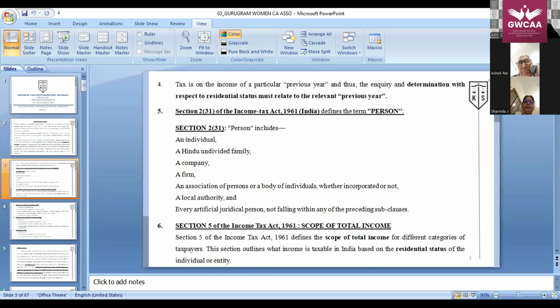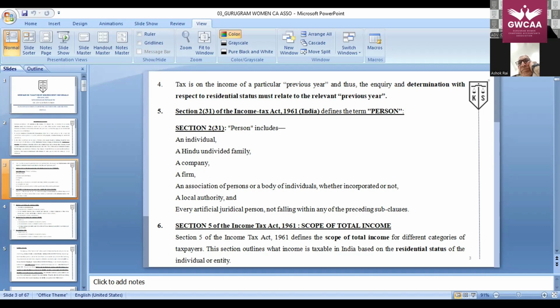Now, section 6(1)(A), determining of the residential status of individual. In the definition of person, we have seen there are various entities which are liable for tax. But how can we determine the residential status of an individual? Let's see that. So section 6(1)(A) defines how to derive the residential status of an individual.